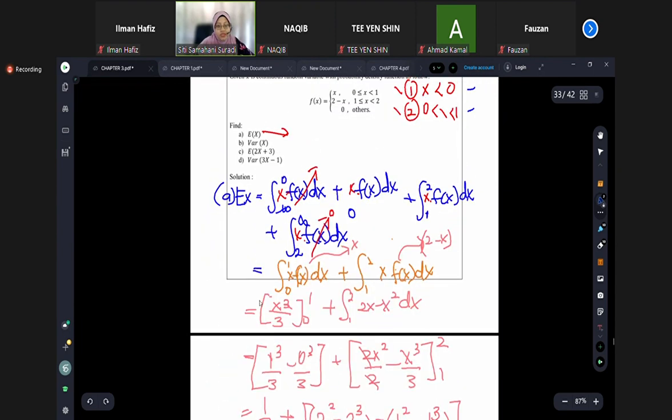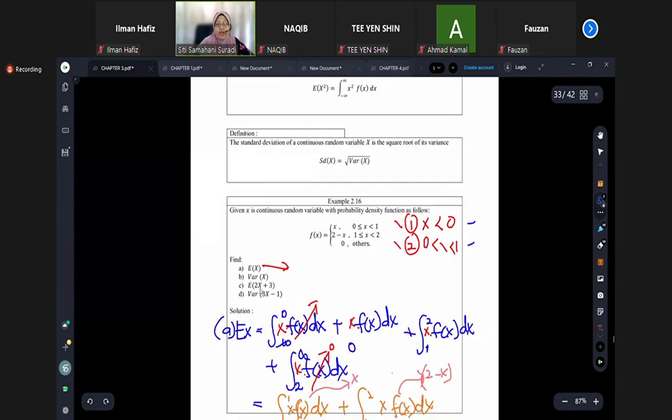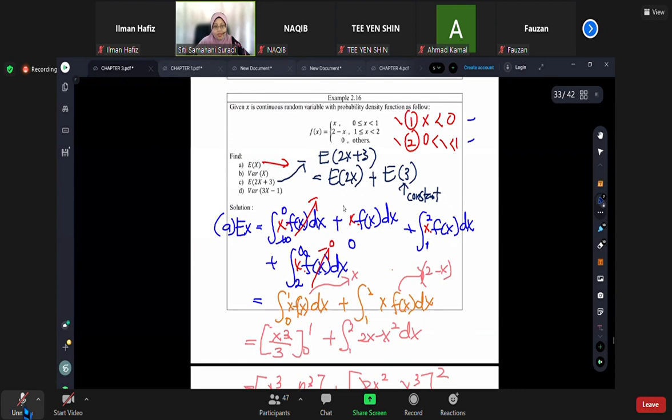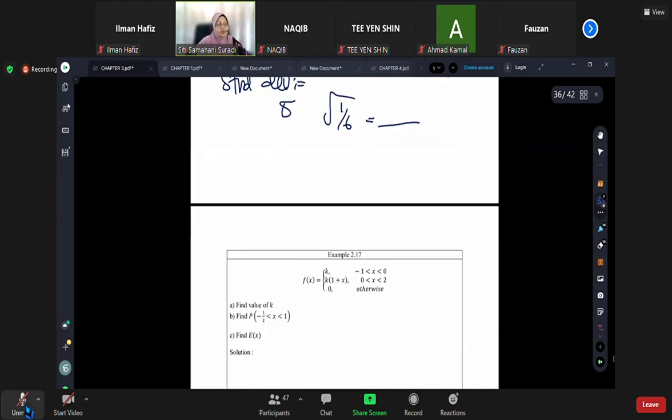Okay, the question is they ask you E of 2x plus 3. Meaning you need to find E of 2x plus 3, which is equal to E of 2x plus E of 3. Get it, class? So you need to split. This means this is a constant. When it is a constant, what do you get? E means mean, the mean for the constant of 3. So you need to find the mean for 2x.